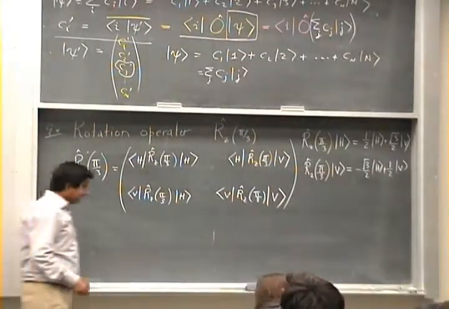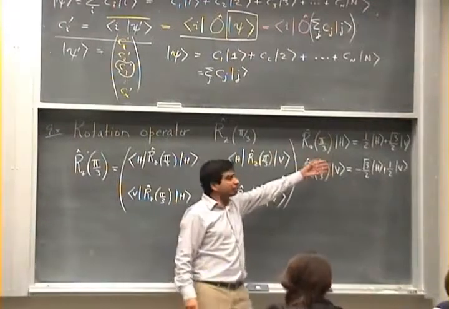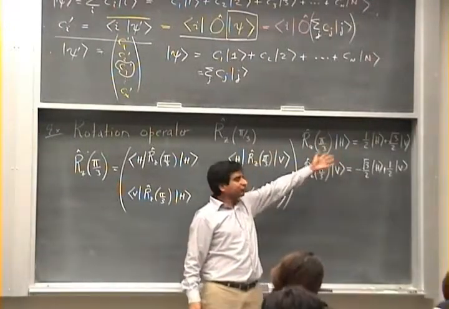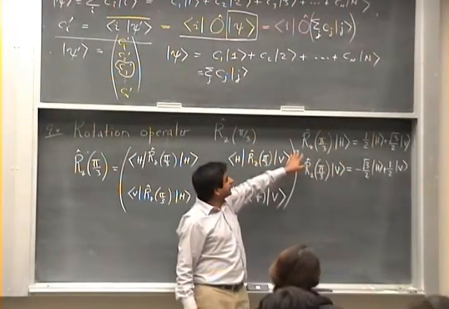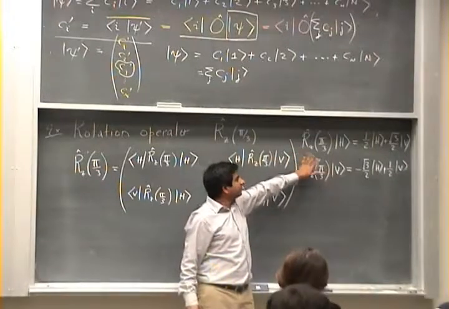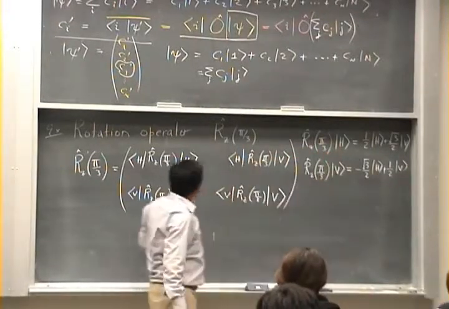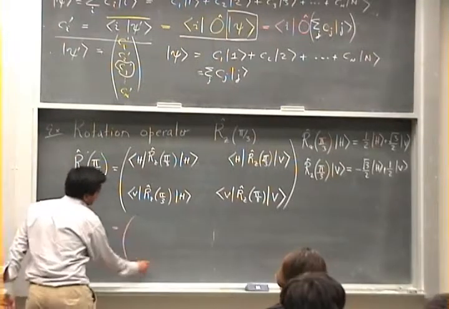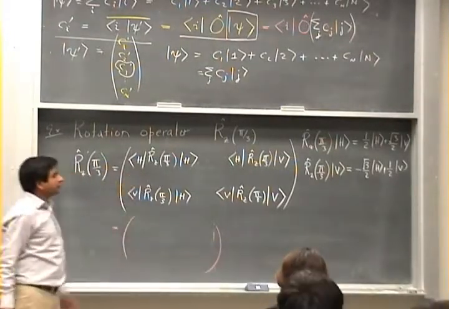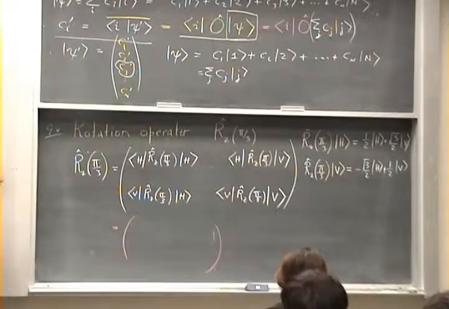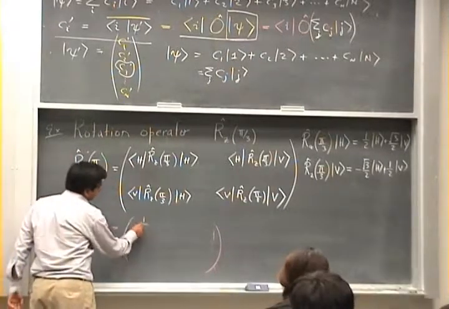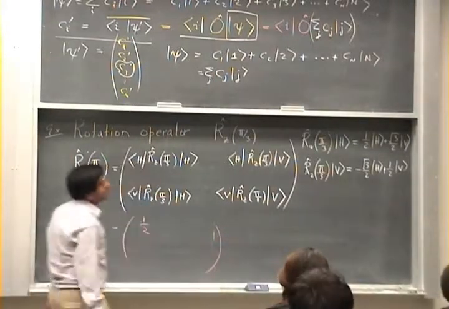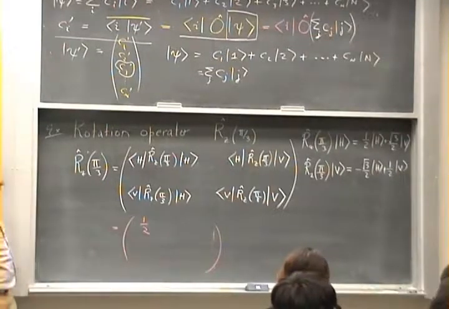Now I can use the physics. What happens to the horizontally polarized photon, or this basis state, when it is acted upon by the operator? I can use this physics to find out what these elements are going to be. So what is this first element going to be? Half. What is this element going to be? This element.